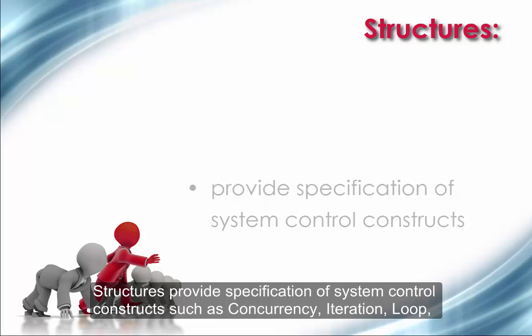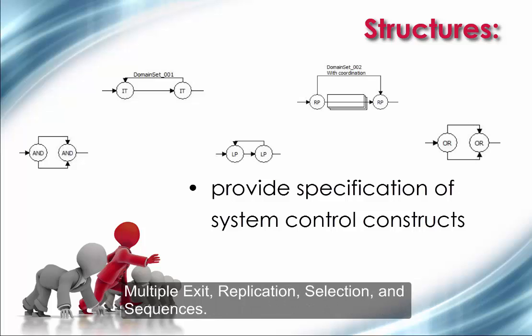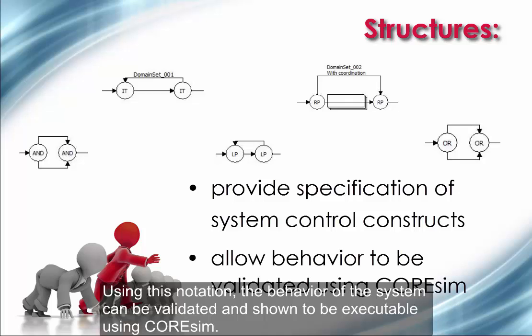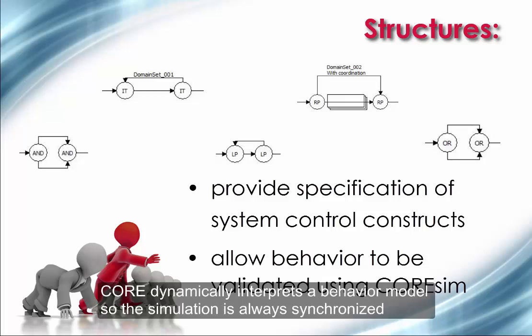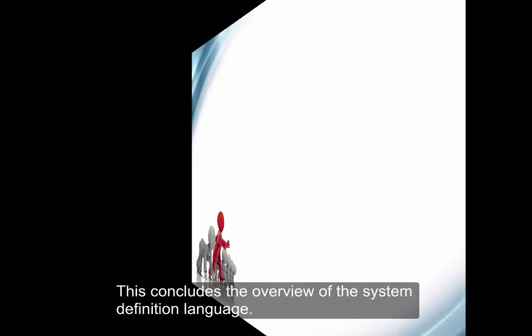Structures provide specification of system control constructs such as concurrency, iteration, loop, multiple exit, replication, selection, and sequences. Using this notation, the behavior of the system can be validated and shown to be executable using CoreSim. Core dynamically interprets a behavior model, so the simulation is always synchronized within the current model contained in the repository.